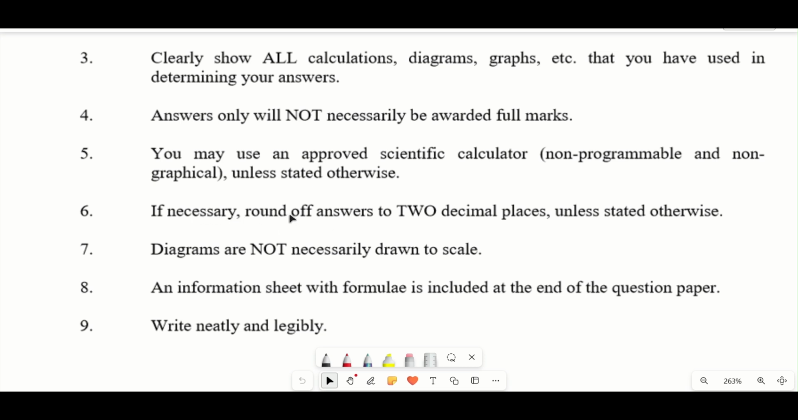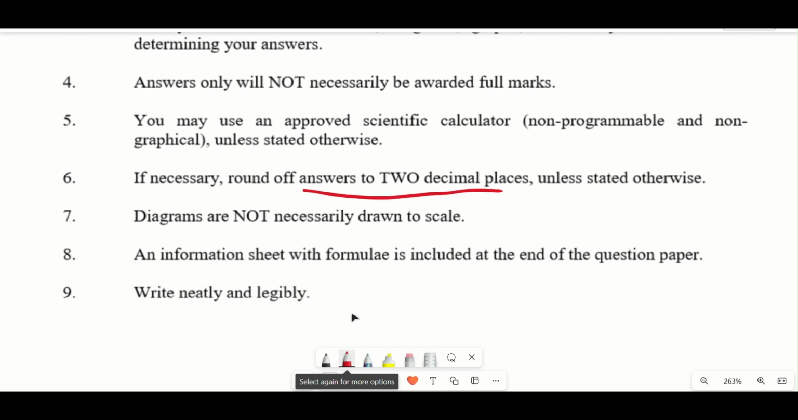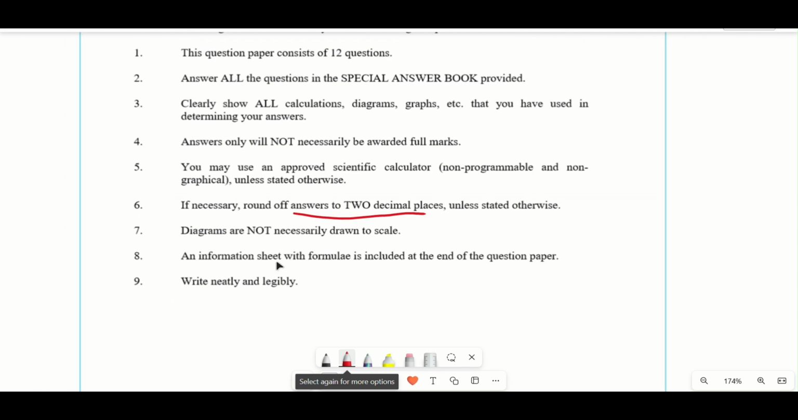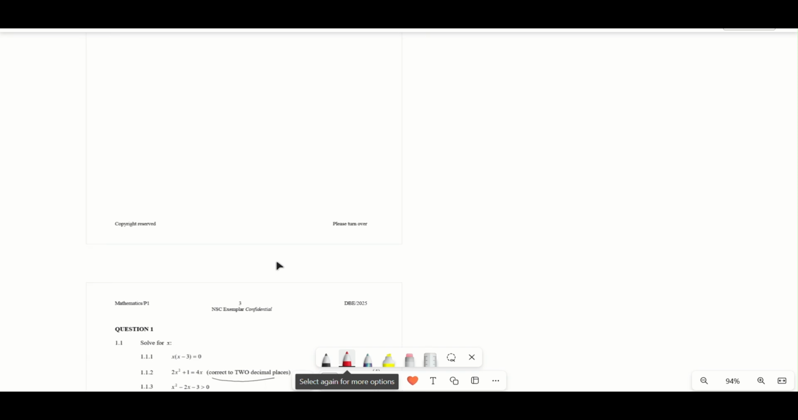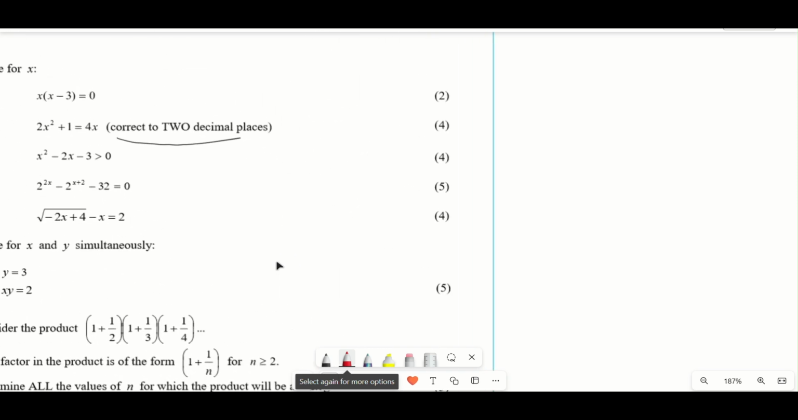If necessary, round off. This one again is very important here. If necessary, you should round off your answers to 2 decimal places, unless it's stated otherwise. Diagrams are not necessarily drawn to scale. An information sheet with formulae is included at the back of the question paper. And finally, write neatly and legibly. So let's get started with question 1.